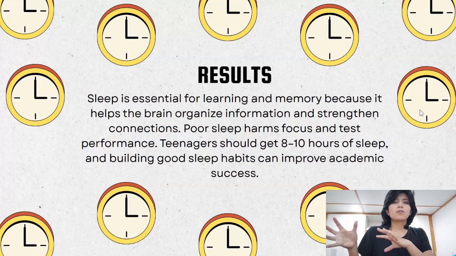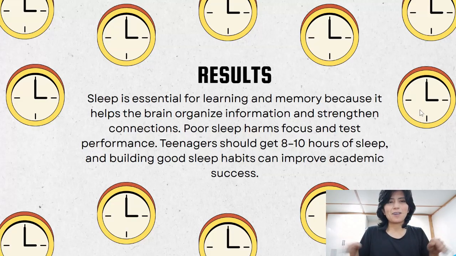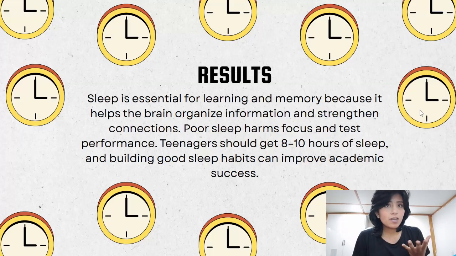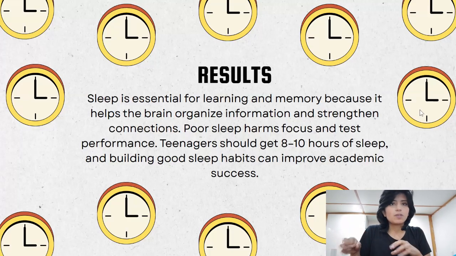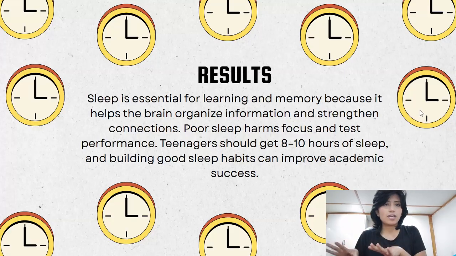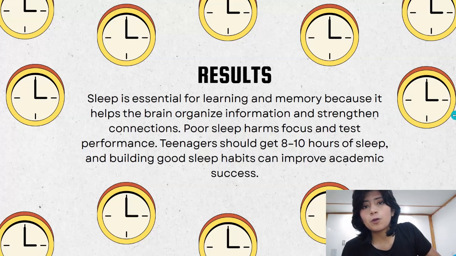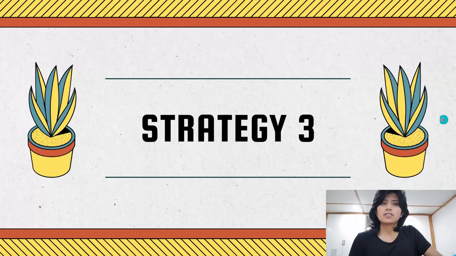So the results after applying this strategy, of course, you have to follow the margin because it is important to organize yourself. But the results are: sleep is essential for learning and memory because it helps the brain to organize information and strengthen connections. But poor sleep harms focus and test performance. And for teenagers, the recommendation is to get 8 to 10 hours of sleep, and building good sleep habits can improve academic success. So we can summarize a long text with this technique.